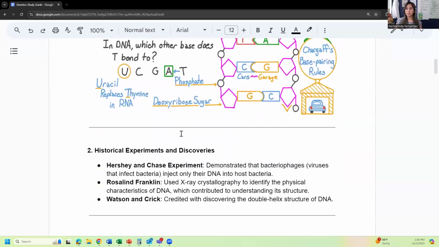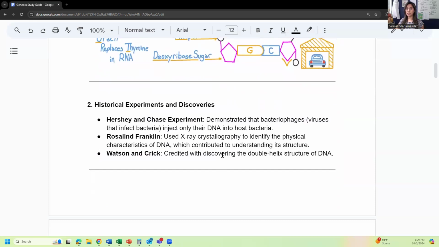Righty, so the next thing, let's briefly discuss some experiments and discoveries. We have the Hershey and Chase experiment. This experiment showed that bacteriophages, which are viruses that infect bacteria, inject only their DNA, not their protein, into that particular host. This was very pivotal in discovering and proving that DNA carries the genetic information.